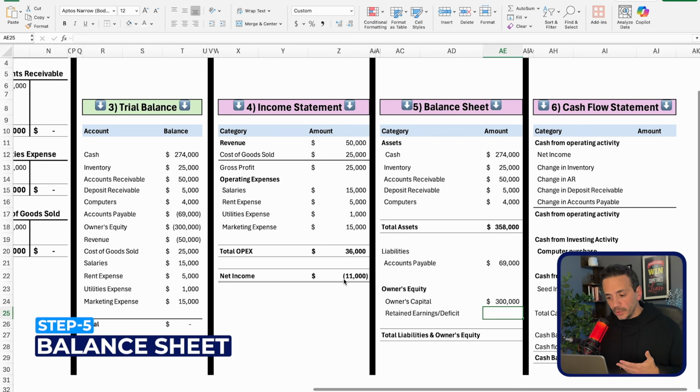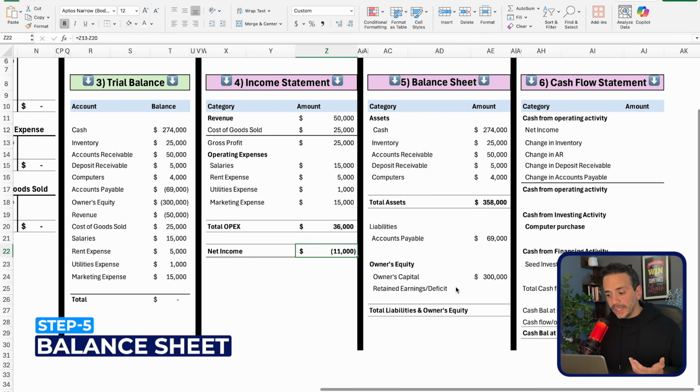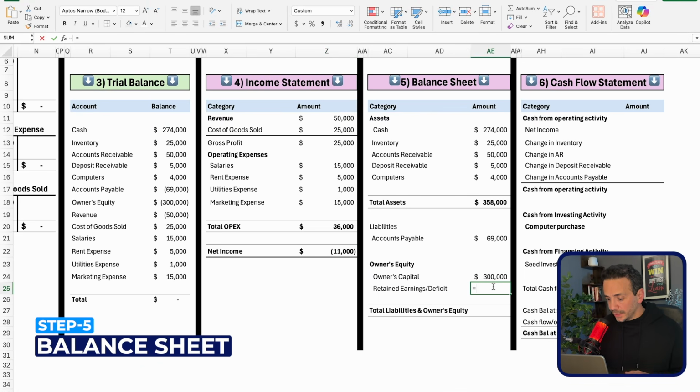So notice that we lost $11,000. We're going to bring that into retained earnings or retained deficit in this case. And then we'll sum our total liabilities and owner's equity. And if you recall, our total assets should always equal our total liabilities and owner's equity. 358,000 equals 358,000 total liabilities and owner's equity.